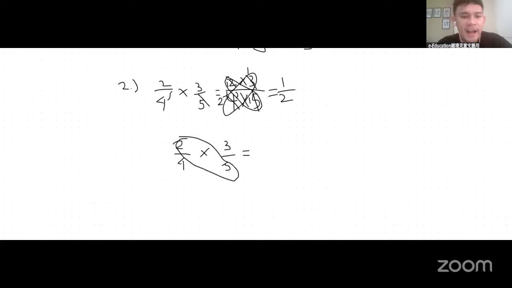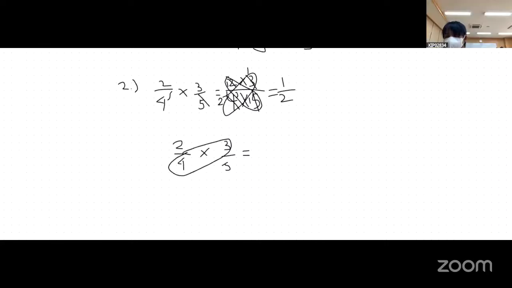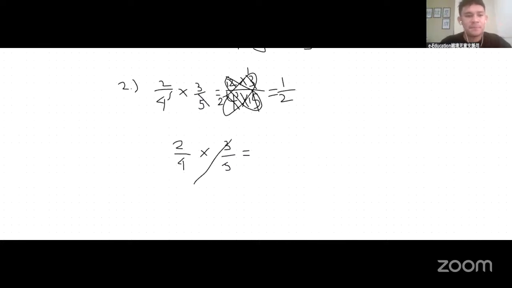How about 4 and 3? Can we divide 3 by 4? No, we can't, because 3 divided by 4 is just 3/4, which is not a whole number. So if we want to cancel a number, it has to be a factor of each other.